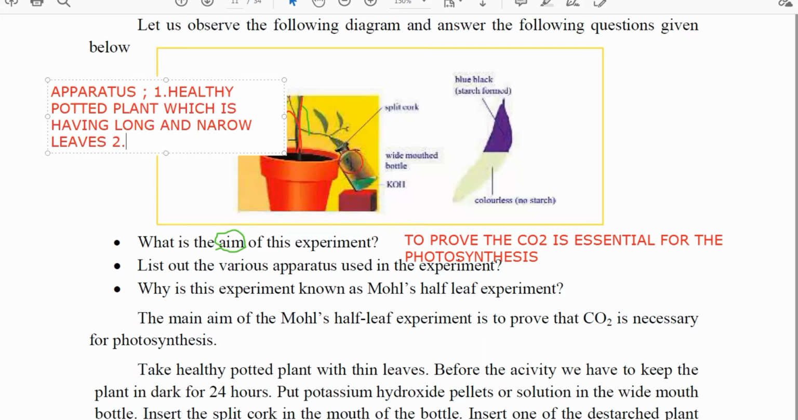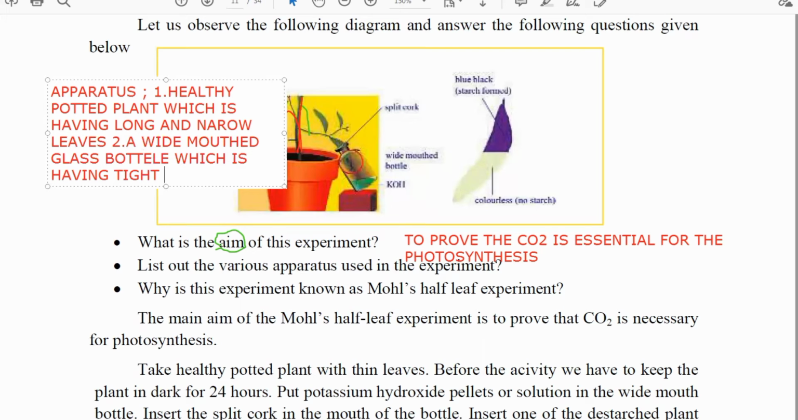Number two, a wide mouthed glass bottle which has a tight fitting rubber cork.